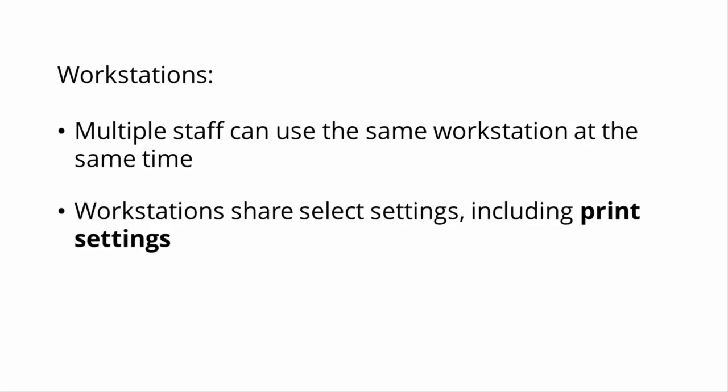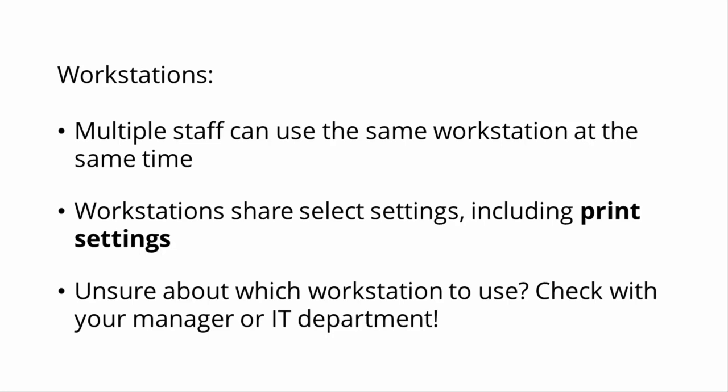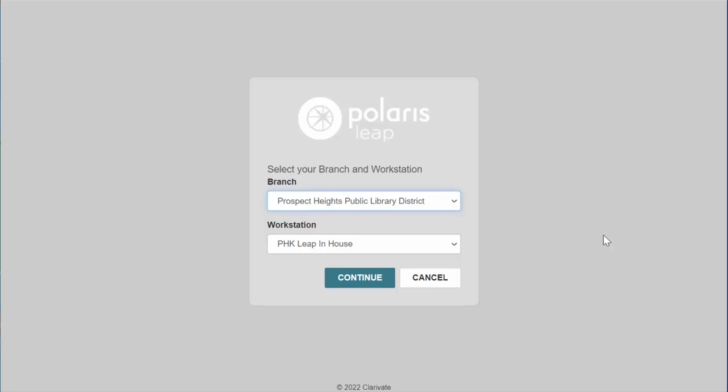An important thing to know about workstations is that they share some settings, the most notable one being printing options. For example, one workstation can be set up to print both checkout receipts and hold slips, while a second workstation only prints hold slips. If you are unsure about which workstation to use, check in with your manager or your IT staff. Click Continue to finish logging in.